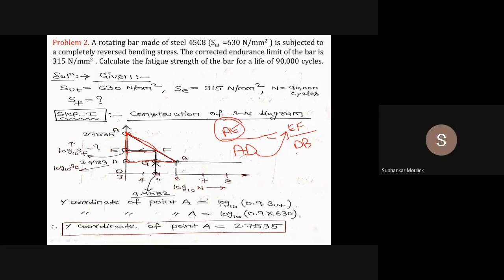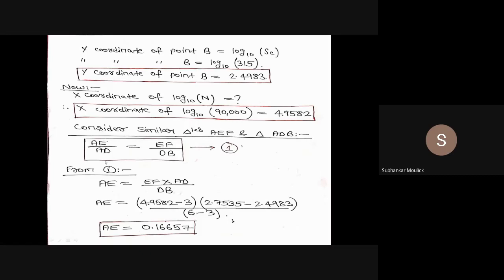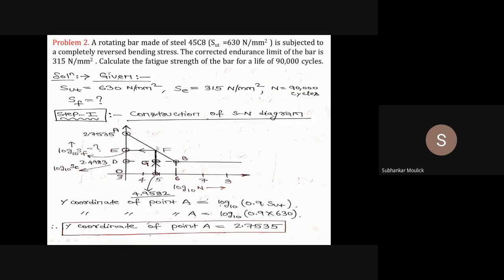Okay. So let us find out the value of AE. AE is EF into AD by DB. So first I have to find out the value of EF from the graph. Can you tell me from the graph what is the value of EF?